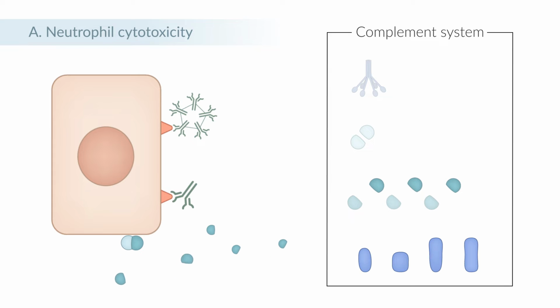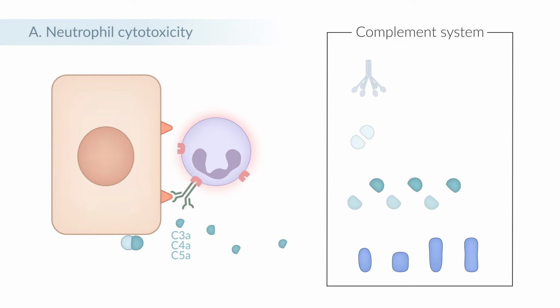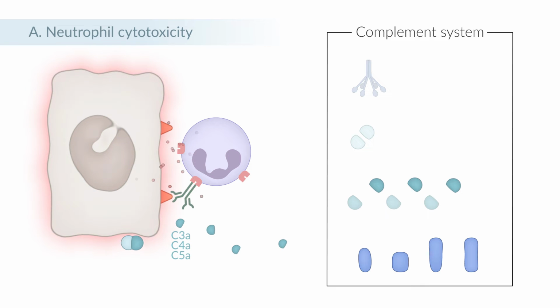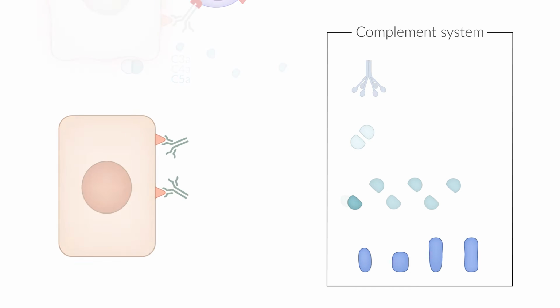These fragments are chemotactic, meaning they attract immune cells such as neutrophils, which bind to the antibody via Fc receptors present on the surface. These Fc receptors can detect and bind to the Fc portion of an antibody. After binding, neutrophils generate aggressive substances such as radical oxygen species. These substances cause cellular damage, inflammation, and eventually cell death.